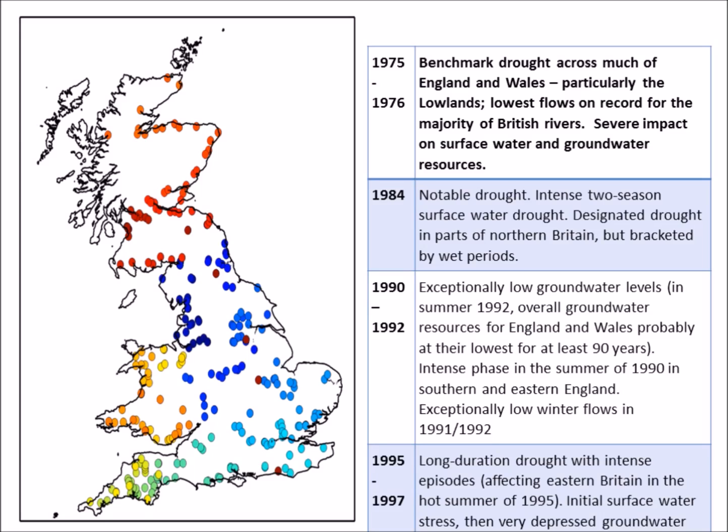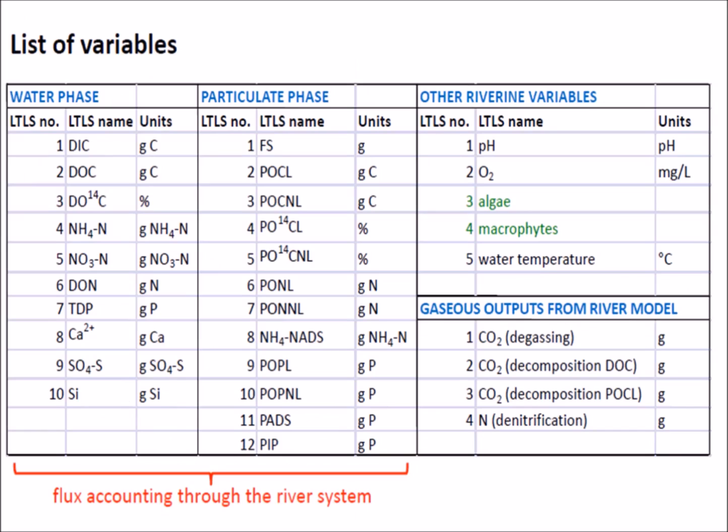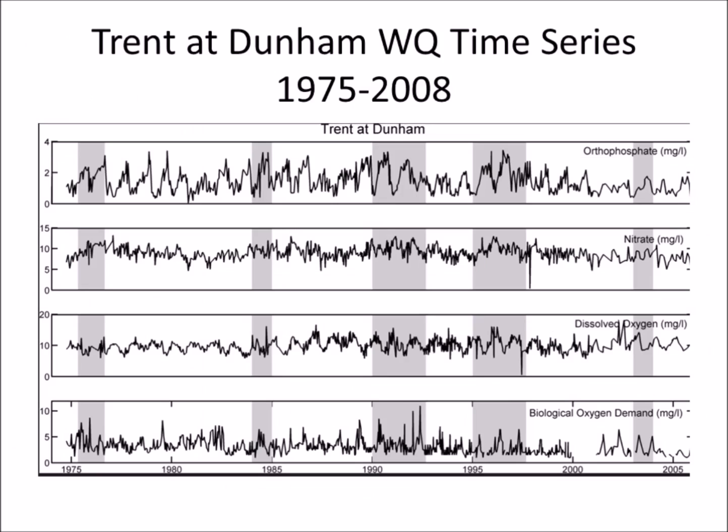whole country. They cover quite a range of water quality variables: nitrates, dissolved organic nitrogen, carbon, calcium, magnesium, sodium, a whole range of water quality determinants. And here's a figure from the Trent at Dunham, water quality time series. And the shaded areas there are where there's been drought events. So this data set is very useful in actually exploring the long-term relationship between drought and water quality.